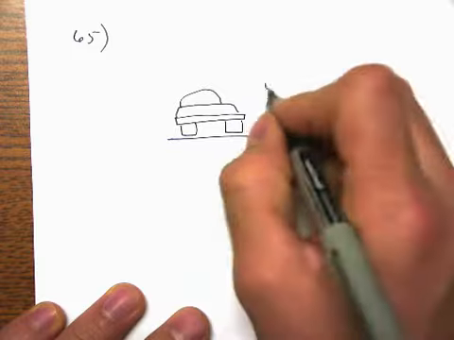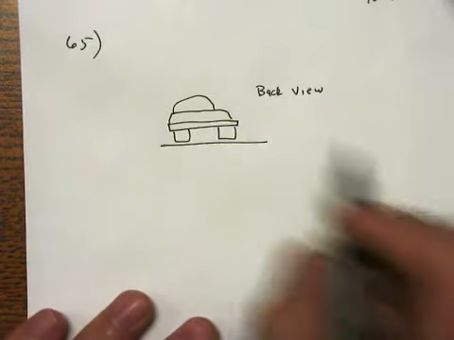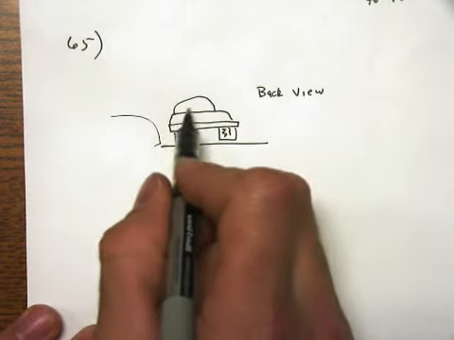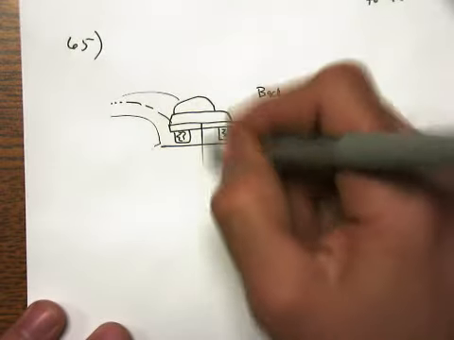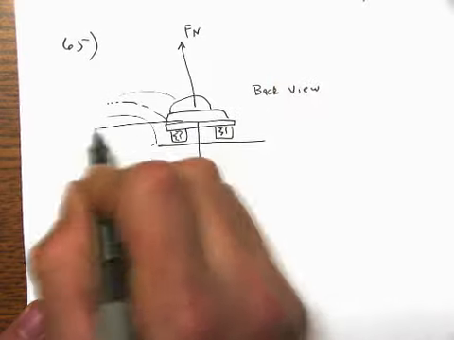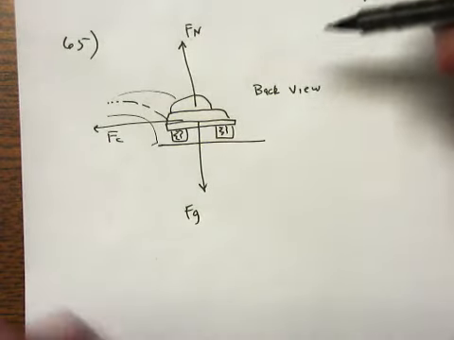Here's the wheel. This is a back view, a rear view. Here's the treads. And the car is turning to the left. So there's gravity pulling down, there's a normal force, and there's a force turning it, which is the centripetal force. So these are the three forces.